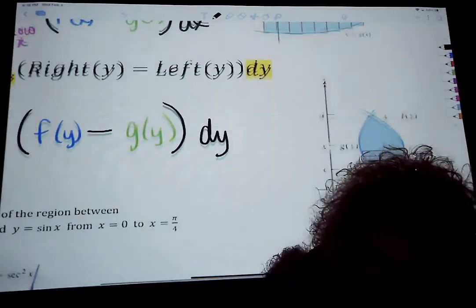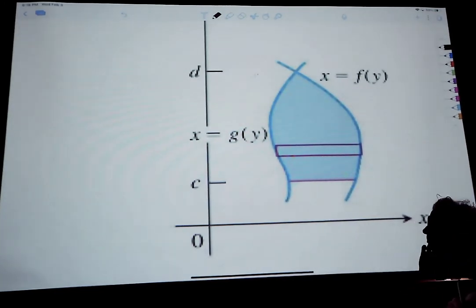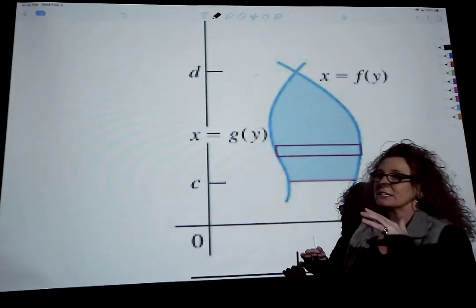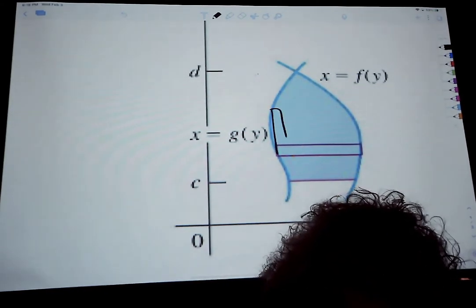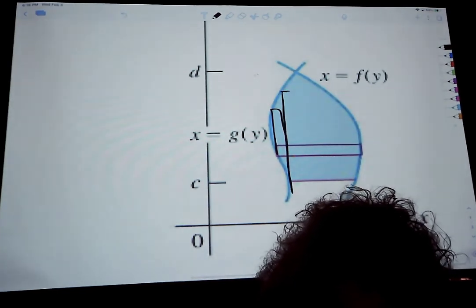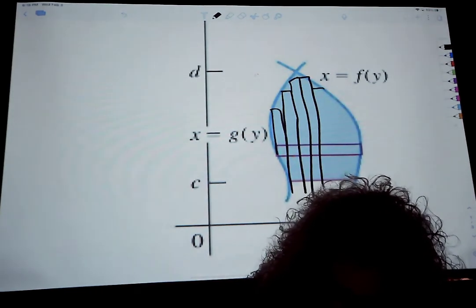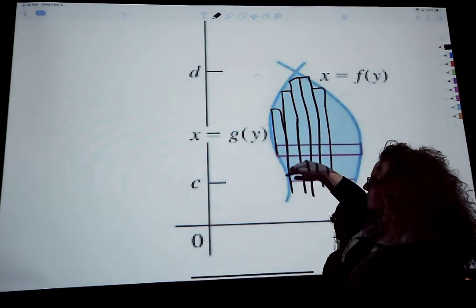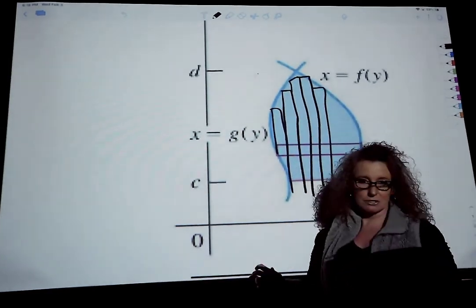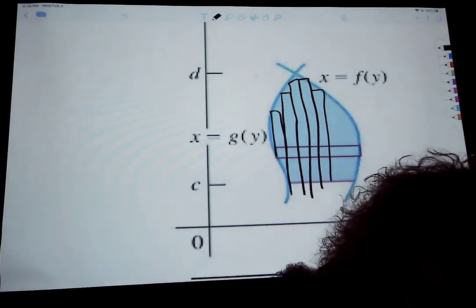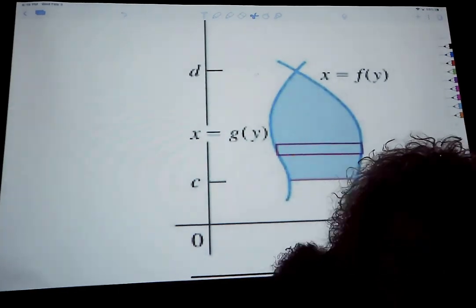Now, sometimes you're going to encounter two functions, and when you try to imagine drawing rectangles from one function to another, if you draw vertical rectangles, you've got a problem here. These rectangles don't extend from one lower function to one higher function. So we're going to do the same thing, but in a different way.